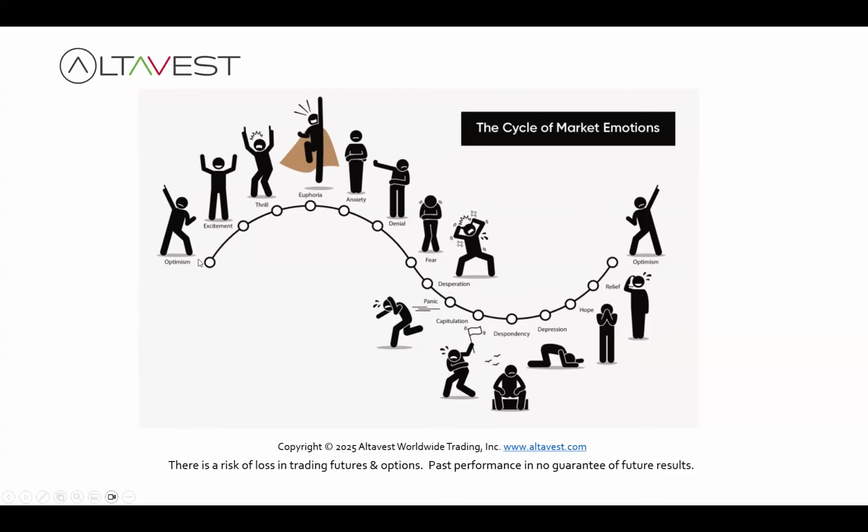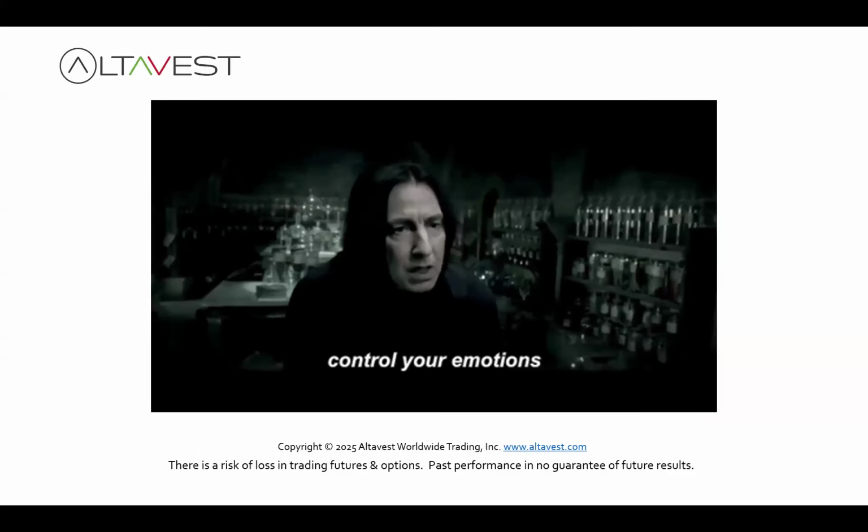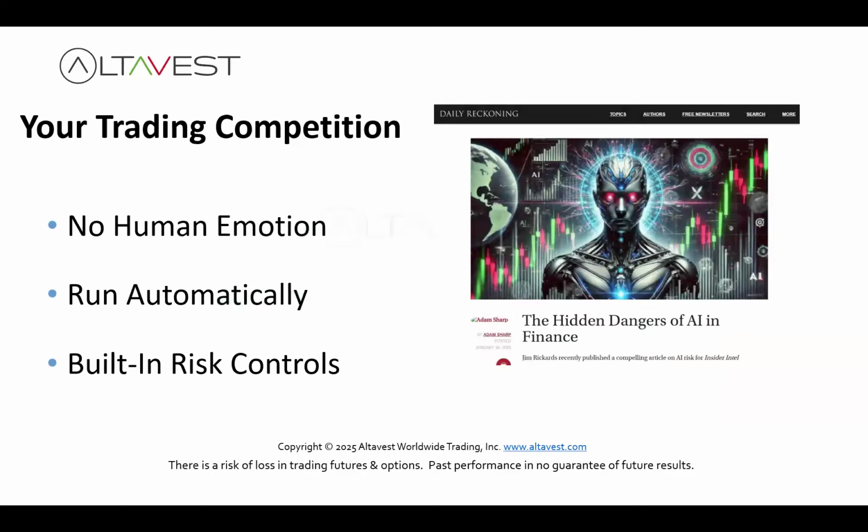So we want to try to stay off of that roller coaster and do what he is suggesting here, which would be to control our emotions. And that's not always easy to do. Part of the problem, of course, beyond ourselves, would be the landscape we trade in now is totally different than it was even just, wow, I mean, even just 6 years ago.